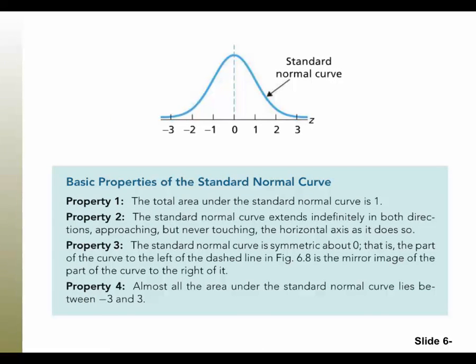Okay, so don't try to write all these down. We'll just read through them. The total area under the standard normal curve is 1, because 1 is all of the data for a particular data set. So it's like 100%. The standard normal curve extends indefinitely in both directions and never touches the x-axis. It's symmetric about 0 because that's the mean of z-scores, and it's a mirror image left and right, reflected across that 0 line. Almost all of the area, as we talked about before, lies between -3 and 3. About 99.7% of the data will be within 3 standard deviations on either side of the mean.